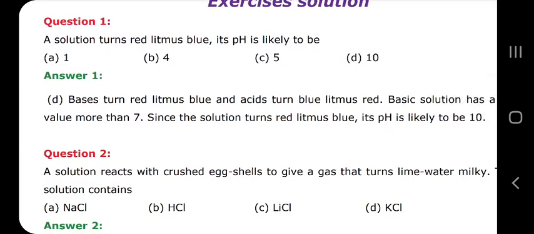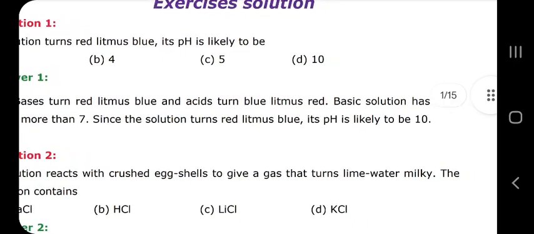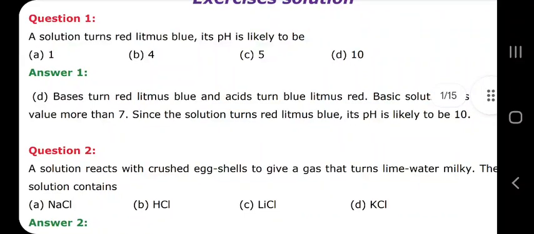Bases turn red litmus blue and acids turn blue litmus red. A basic solution has a pH value more than 7. Since the solution turns red litmus blue, its pH is likely to be 10.